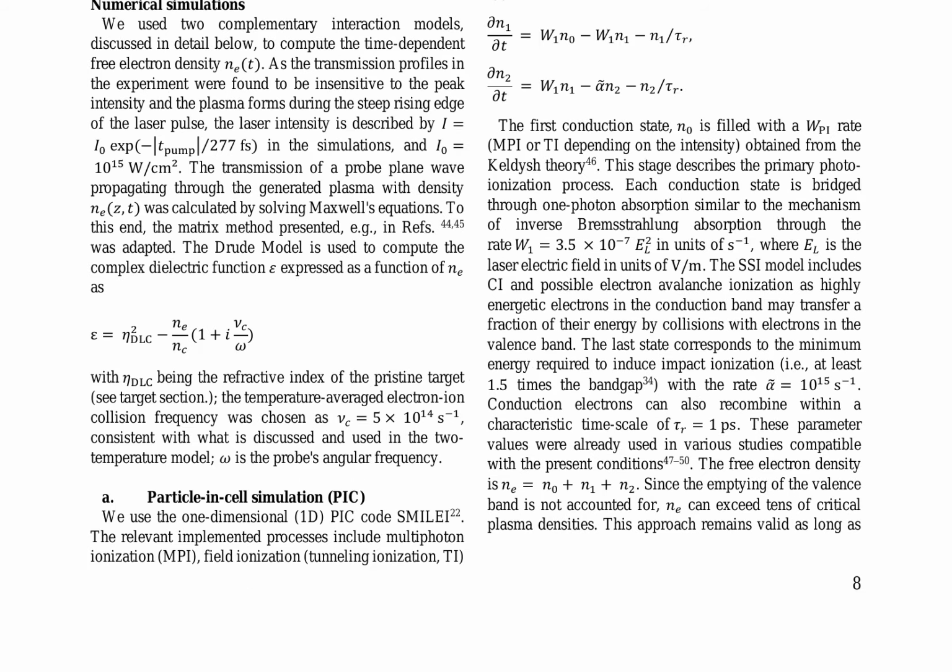The authors note that the SSI model remains valid as long as the emptying of the valence band is not accounted for, and the free electron density can exceed tens of critical plasma densities. The authors employed the two-temperature model, TTM, to describe the interaction between electrons and ions in a solid target. The TTM consists of two coupled equations that account for the energy exchange between electrons and ions.